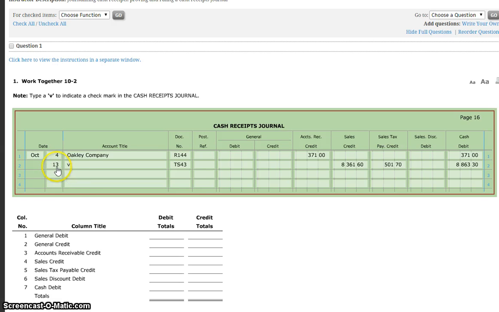So here we go into Applia. 13th, to record our sales and our credit card sales for the day, we put the terminal number, so TS 43. We are putting in the total sales that we sold for the day. The amount was $83.61.60. The sales tax of $501.70. And our total cash brought in would be these two added together for the $88.63.30. So again, making sure our two credits equal this debit before we move on.